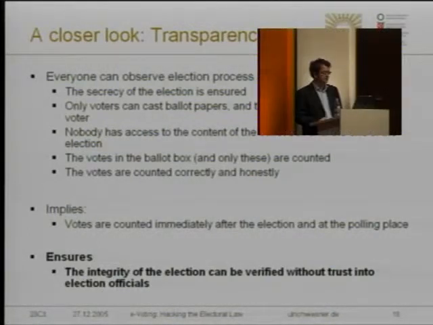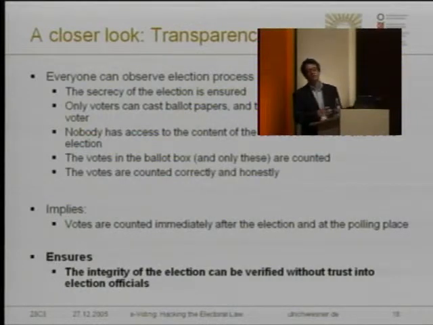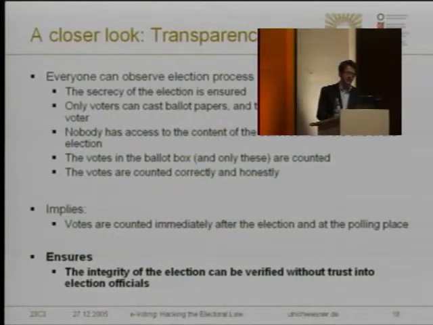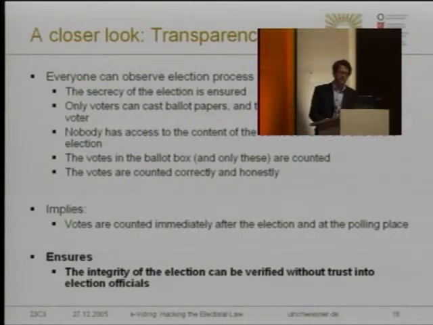And there's some implications from that. One is that votes need to be counted immediately after the election in a public place, so that there's no gap in transparency when somebody carries votes from A to B. And all this ensures the integrity of the election, and it ensures that the election can be verified without any trust in election officials. So it's not the administration that certifies that it itself conducted the vote in the election in a democratic manner. It is obvious to everybody because the election is taken in public.